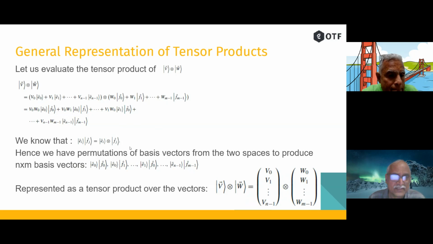So what I am doing is something like this. Each of these, if you look at this, E naught F naught, E naught F1, etc., up to here, will give me all the permutations of the basis vectors from these two spaces. And those are used, and these coefficients will denote the weights. Okay, so I can now use the same concept and represent this tensor product as follows. I can just say the tensor product of V and W is nothing but the coefficients V naught to Vn, tensor product W naught to Wm minus 1.